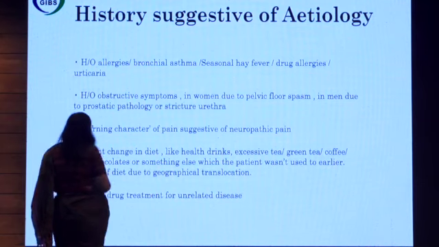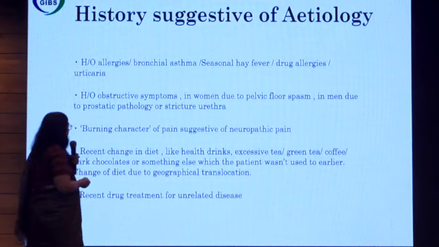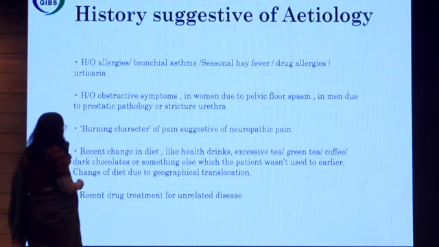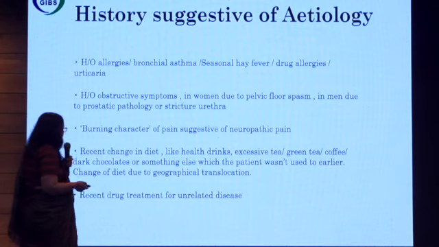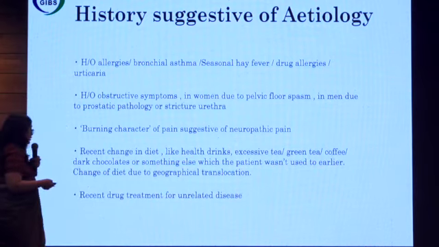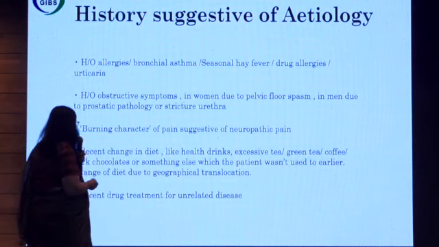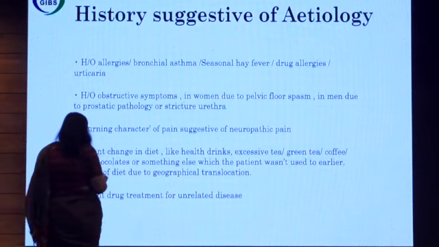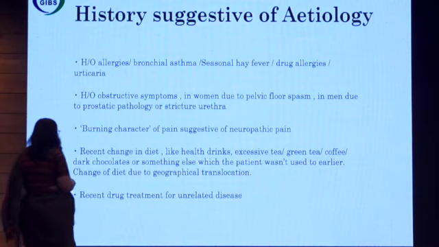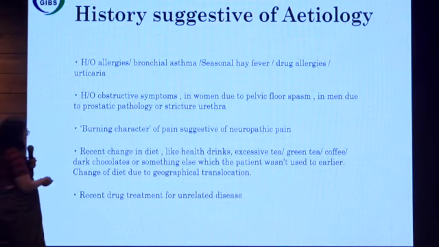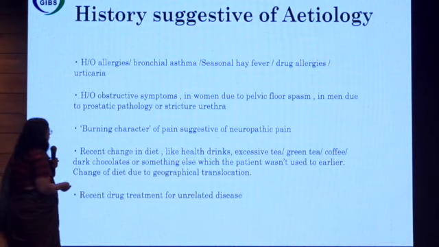You can even think of etiology depending on the history. If the patient has other allergy disorders, probably the etiology is allergic. If the patient is having pelvic floor spasm or voiding dysfunction, it could be pelvic floor dysfunction. You have to see any recent change in diet. Many things you can see. Burning character can show that probably it could be neuropathic.